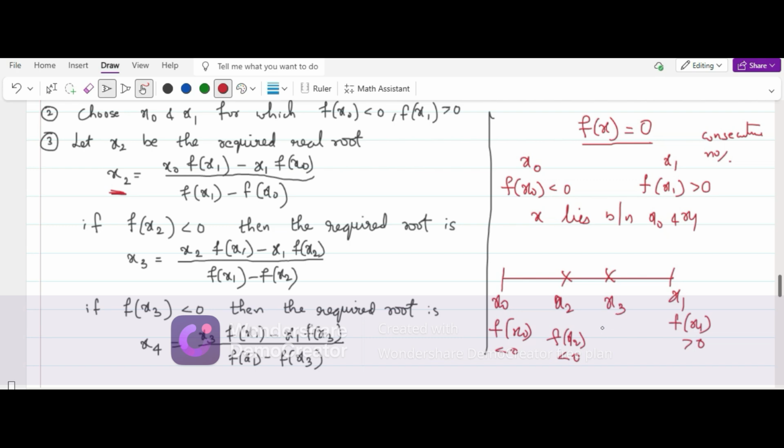ಓಕೆ, suppose f of x3 is again less than 0, then what will you do? I can say that the root lies between x3 and x1. Again use the regular falsi method and calculate x4. If f of x4 equals 0, you will conclude that x4 is the required root. Otherwise, if f of x is less than 0, what will you do? Again the root lies between x4 and x1.